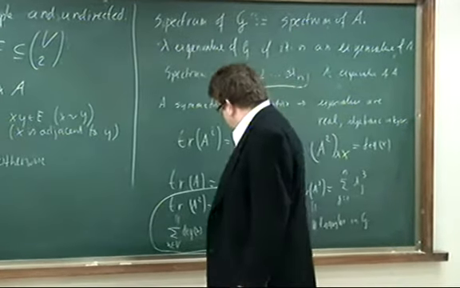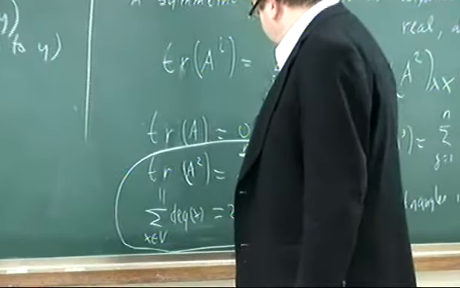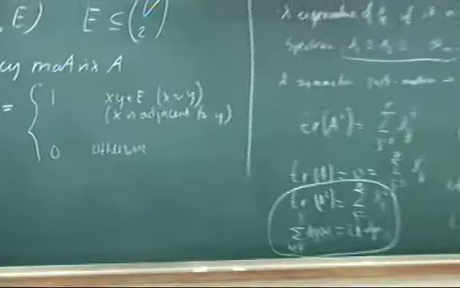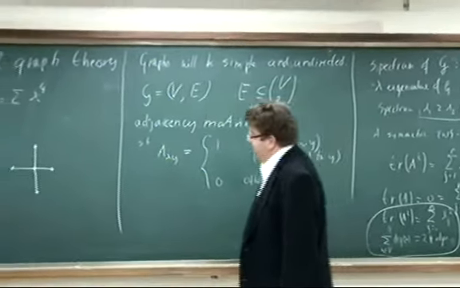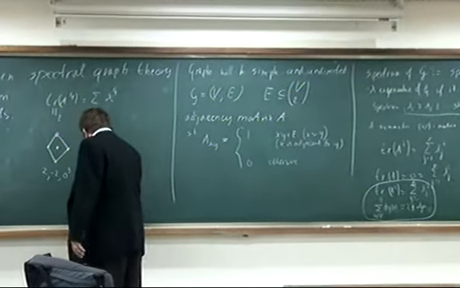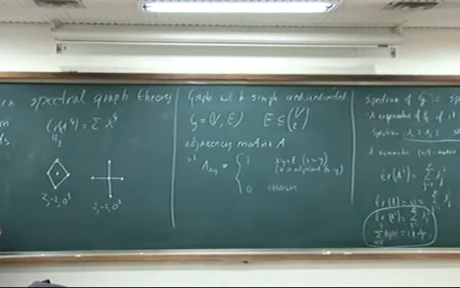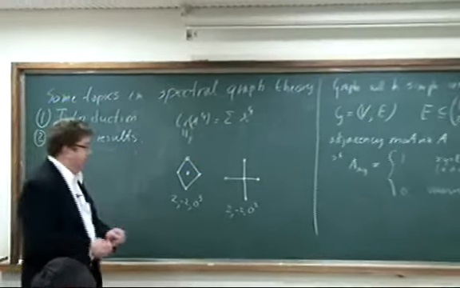Because you can easily add, how many edges does it have? 4. So in total this will be 8. The sum of the squares must be 8. And this is 4 plus 4, and then the rest has to be 0. But by accident this other graph also has the same spectrum. If you don't believe me, calculate it yourself, please.